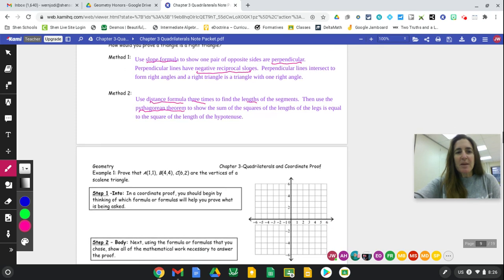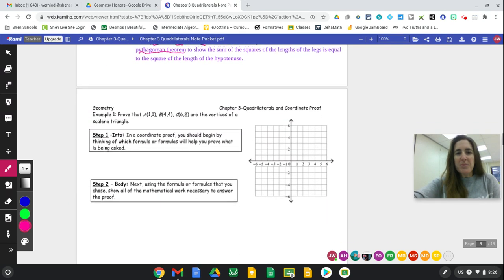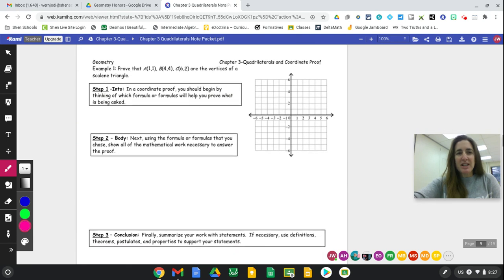So let's look at our first example. When we're doing a coordinate proof, it's broken up into 3 different parts. It's kind of like an essay. I'm so excited. It's a math essay. So there's going to be an intro, which is your first step. And then there's a body, which is where you're going to do your work and show all your supporting evidence with your math skills. And then step number 3 is going to be a conclusion where you're going to write what you have discovered and justify your mathematics with theorems and definitions and postulates and things that we have already learned in class this year.